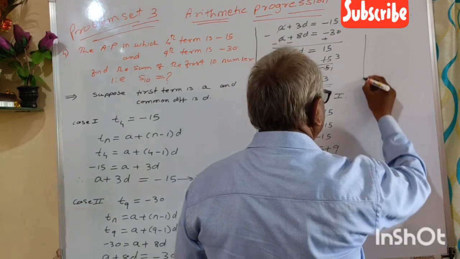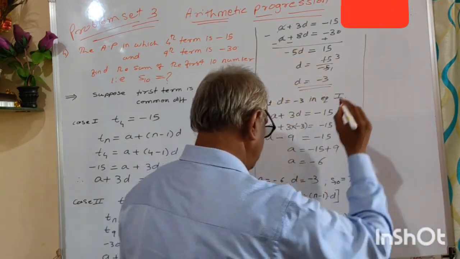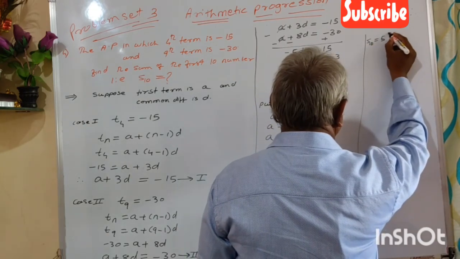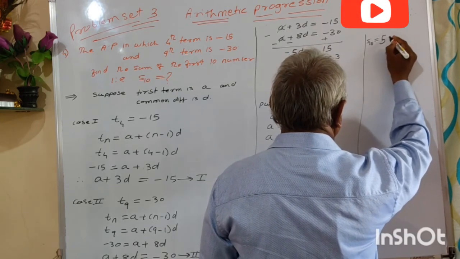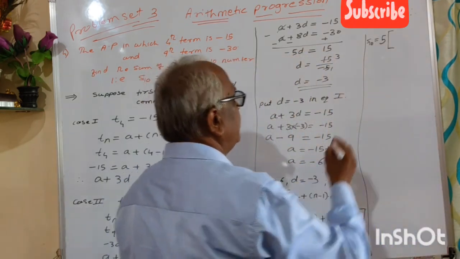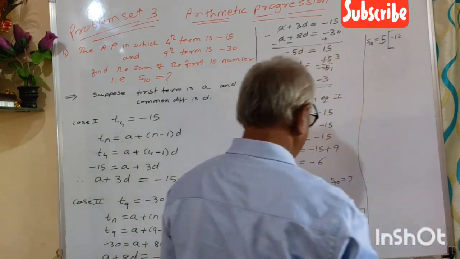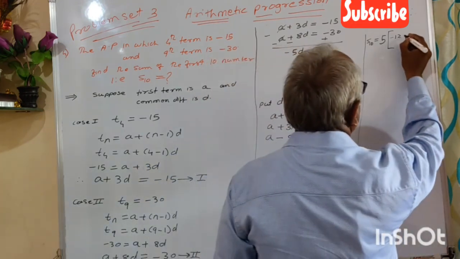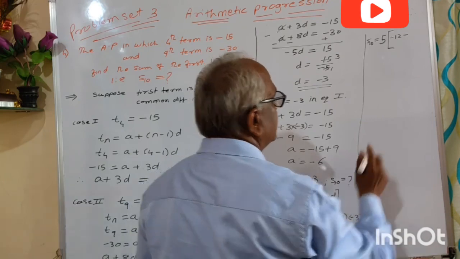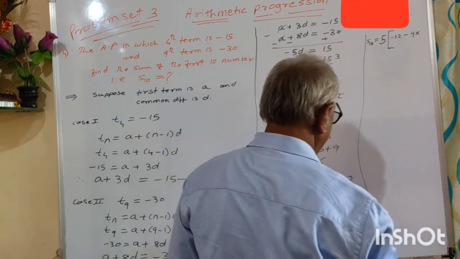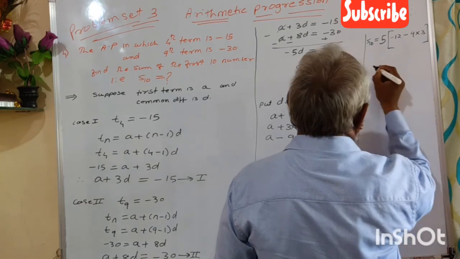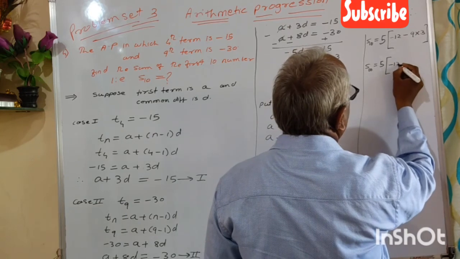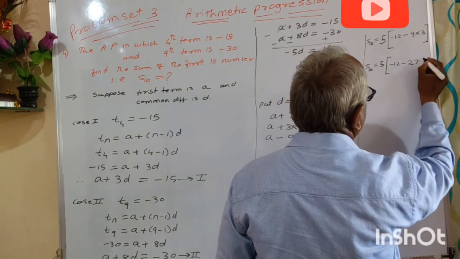I will write here now. S10 is equal to 5 in bracket 2 6s are 12, that is minus 12, plus, here plus into minus, I will write minus. Now 10 minus 1 is 9 into this 3. Bracket complete. S10 is equal to 5 in bracket minus 12 minus 9 3s are 27.